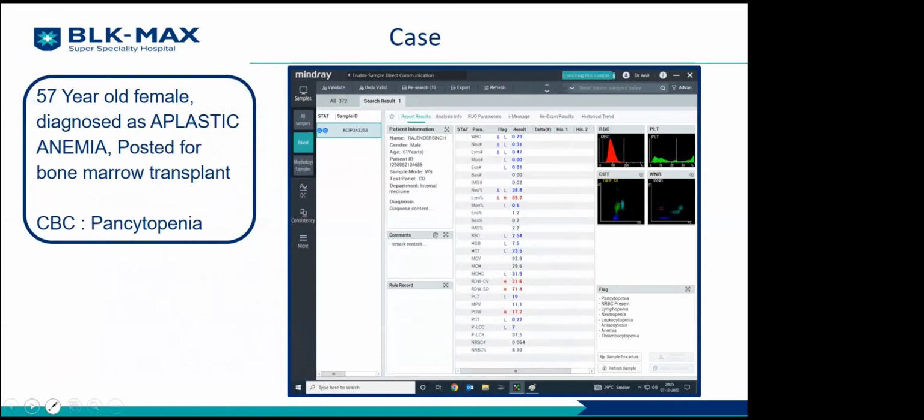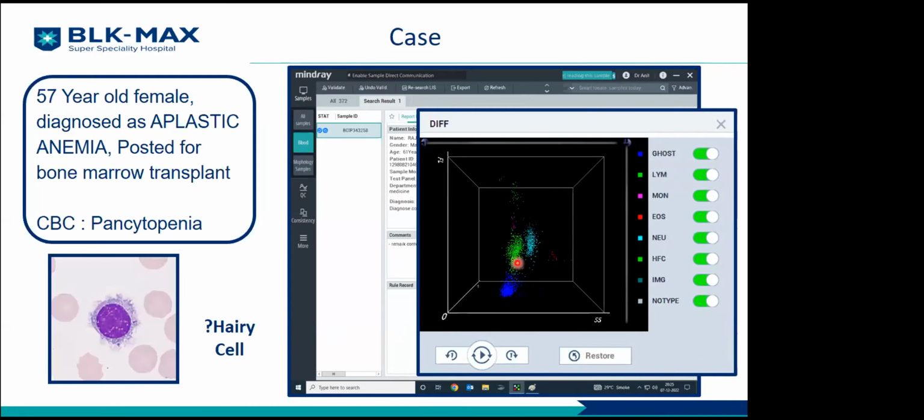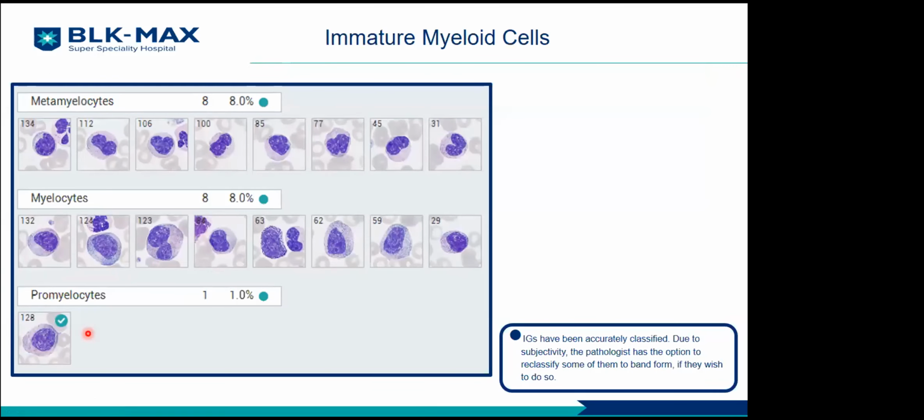And we also had a very interesting case that was actually posted for bone marrow transplant as an aplastic anemia, and the CBC was showing consistent pancytopenia, but there was the presence of these lymphoid cells, which are not fitting very classically into a typical lymphoid region, as you can see here. And when we did a more detailed differential on the digital morphology analyzer, we were able to pick up these very classical hairy cells. And obviously, we spared him the issue of going ahead with the bone marrow transplant.